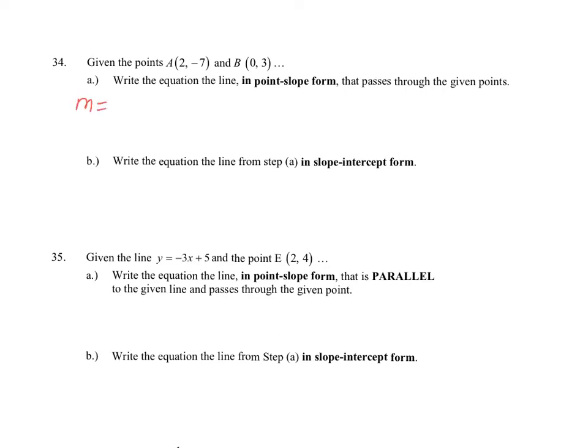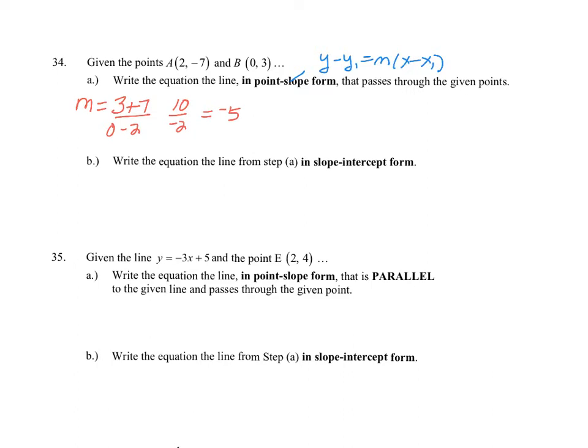I'm going to look at the difference in the y values. So 3 minus a negative 7 over 0 minus 2. And that is going to give us a slope of negative 5. So that's my first step. My next step is I'm using point slope form, which is y minus y1 equals m times x minus x1. And since I have 2 points, there's 2 possible answers for this problem.